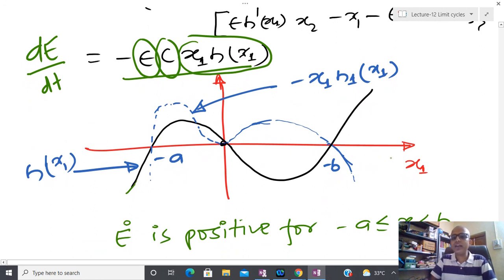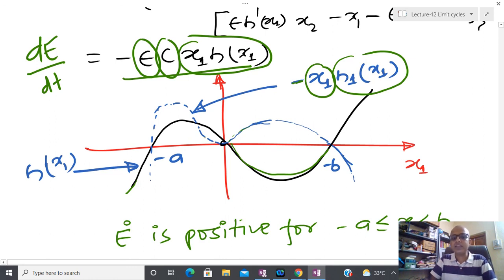Here I have the axis x1. If you multiply x1 into hx1, it is possible to show that since x1 is positive, and I have a negative sign here, hx1 is negative, so negative times negative is positive. Due to that reason, the graph is shifted to the positive side in this particular region. Whenever this is negative, the graph is shifted to the positive region.